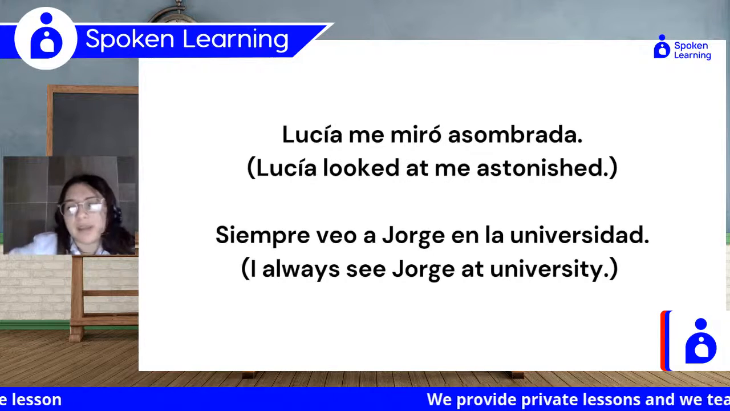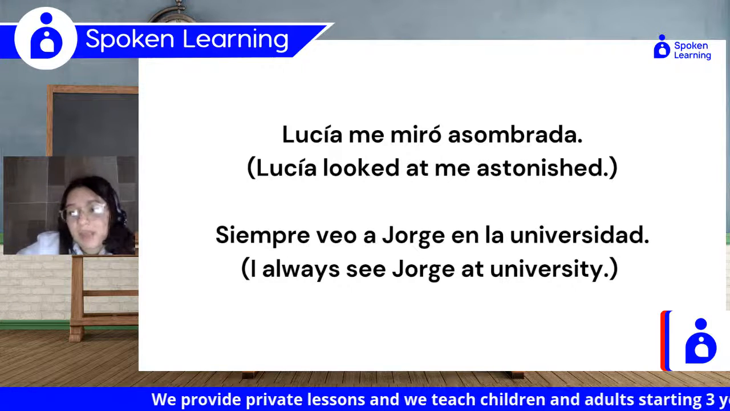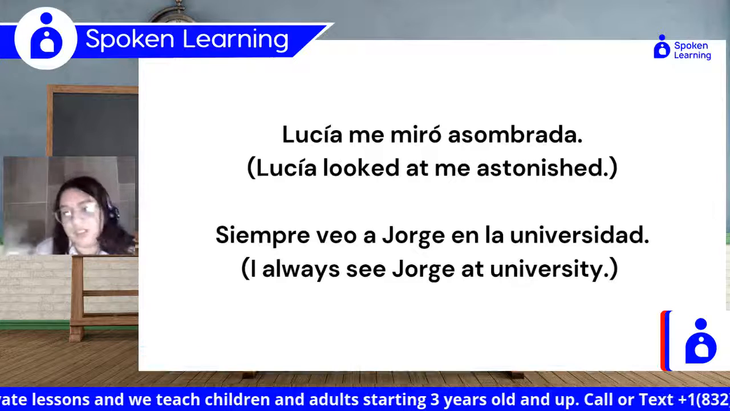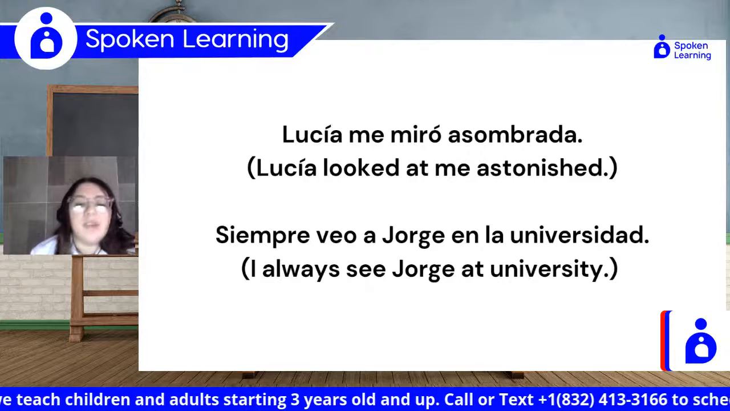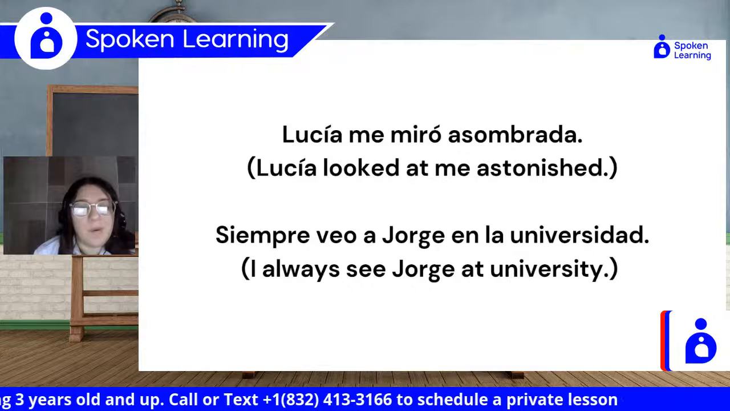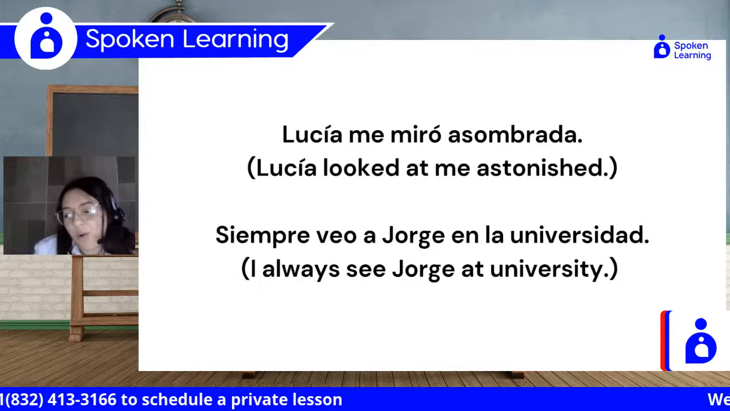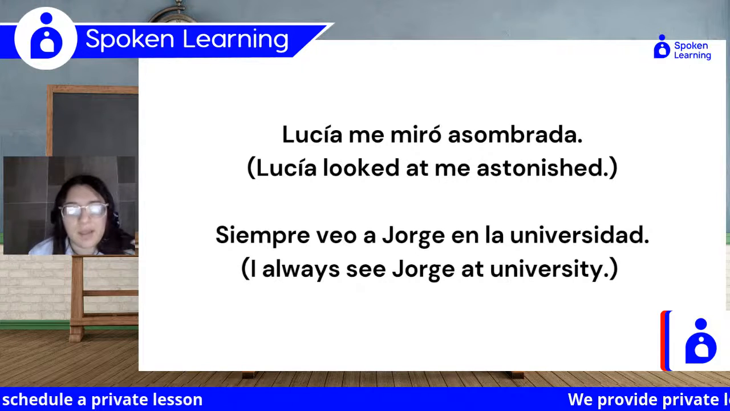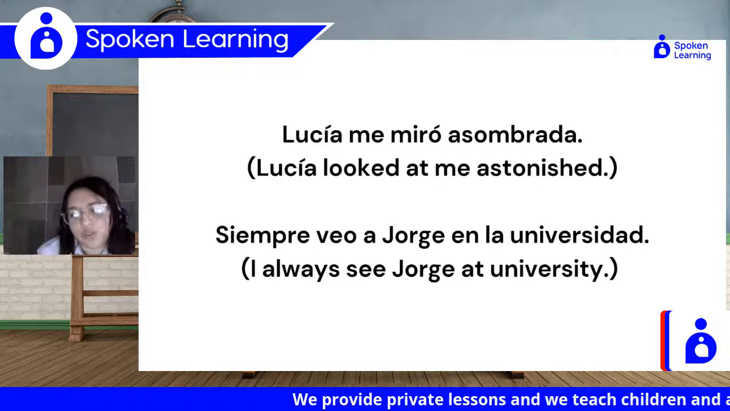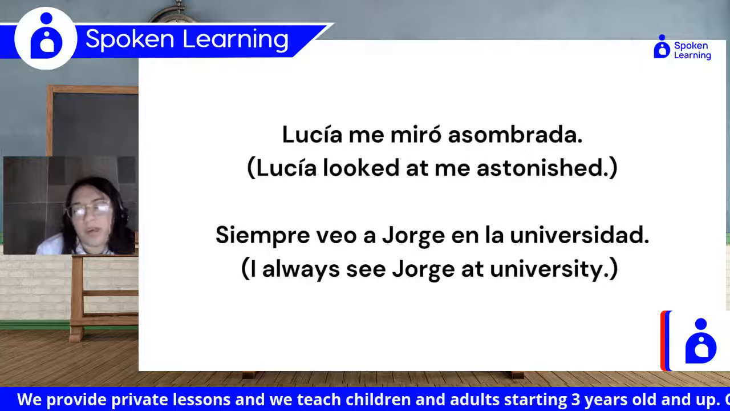So the first example would be, Lucía me miró asombrada, she looked at me astonished, okay? So she's paying attention to you when she's doing that. And then we can think of ver like this, okay? Siempre veo a Jorge en la universidad, I always see him. I mean, you're not talking about direct contact with him. You're just saying that you see him, okay? So one can be looked at and the other one can be see.